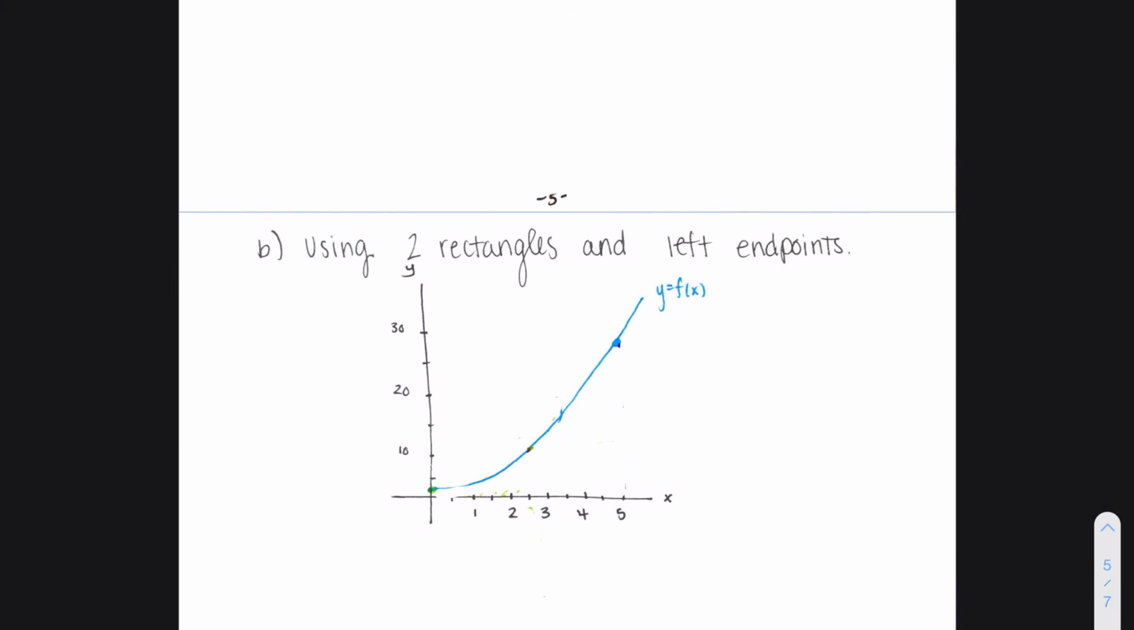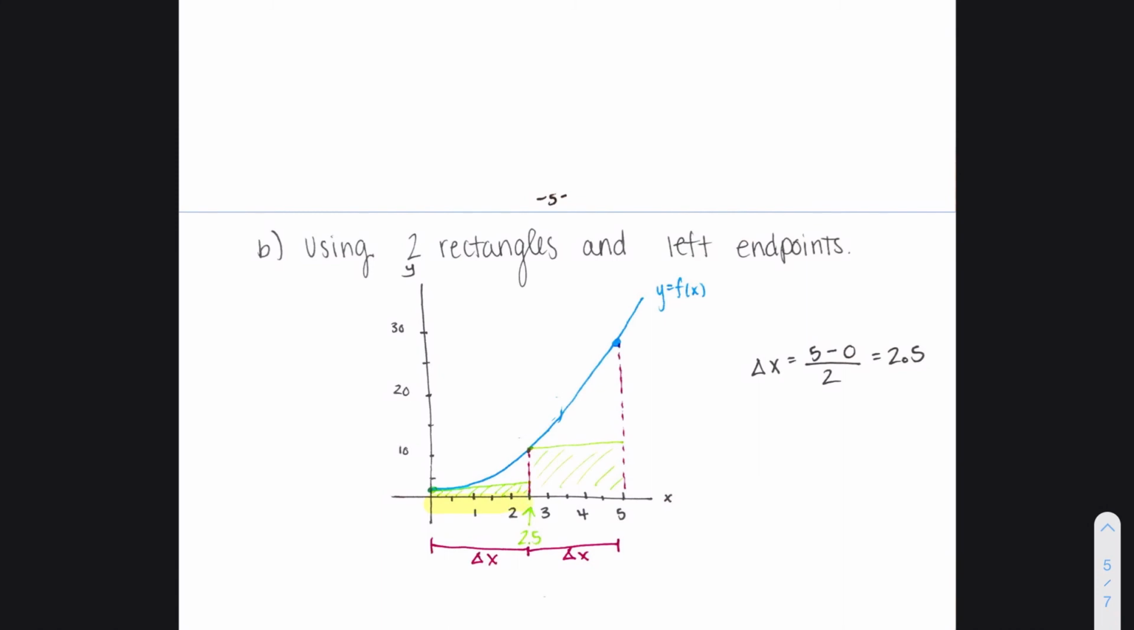So the length of my interval is still 5, but now I'm only using 2 rectangles, so each rectangle is going to have a width of 2.5. So we break this directly in half. So 2.5 is my cutoff. I'll approximate the area from 0 to 2.5, and then 2.5 to 5. So this will be what our approximation will look like.